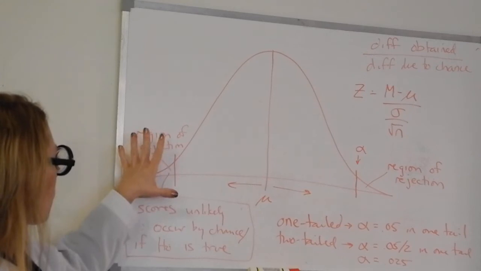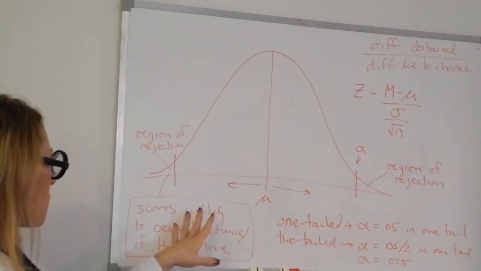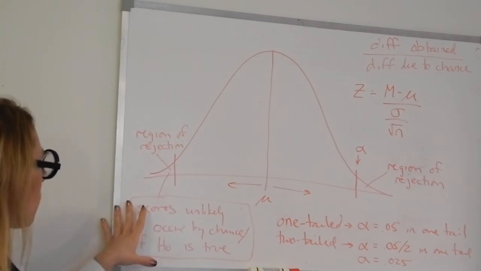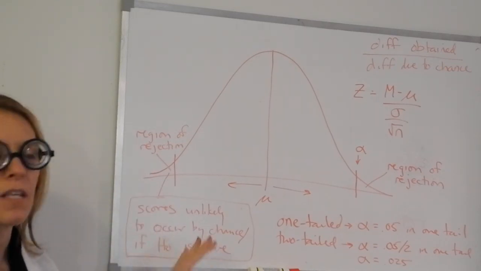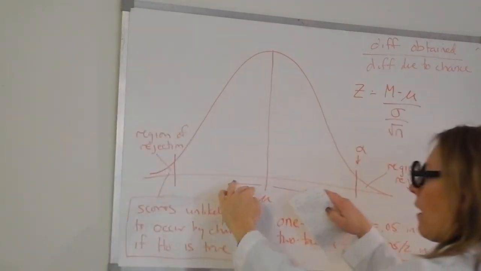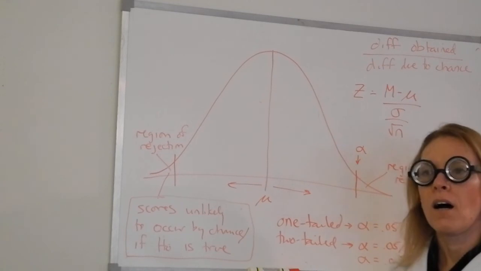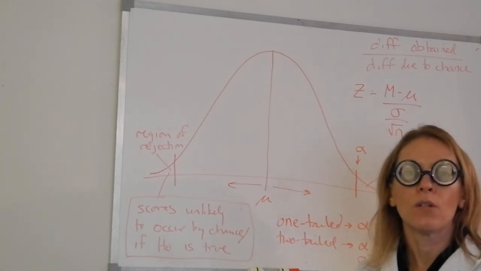All right, so again, the region of rejection is based on our alpha level, which I'll talk about in a second, but I just wanted to introduce it. It is made up of scores that are unlikely to occur by chance. They are ones that are far away from the mean. They are in the outlying tails of the distribution, and they are therefore very unlikely to get.